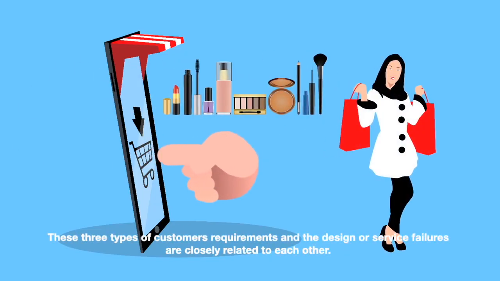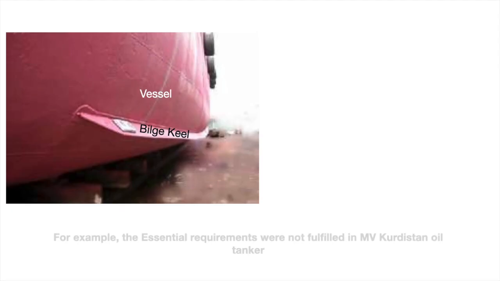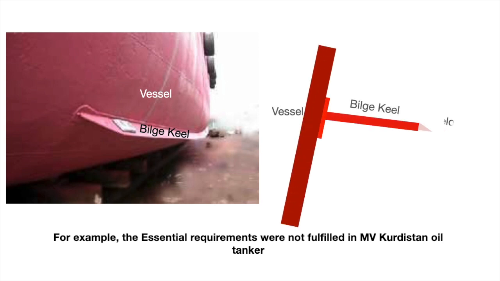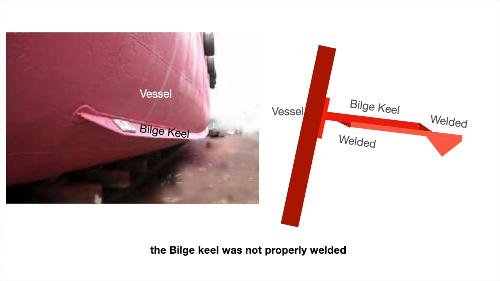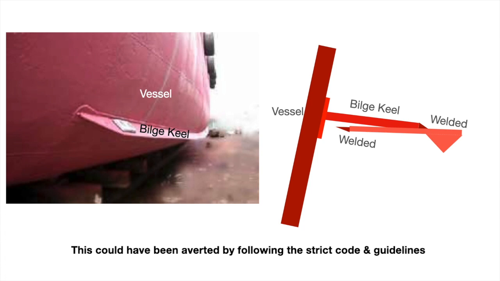These 3 types of customer requirements and the design or service failures are closely related to each other. For example, the essential requirements were not fulfilled in the MV Kurdistan oil tanker, as the bilge keel was not properly welded. This could have been averted by following the strict code or guidelines.